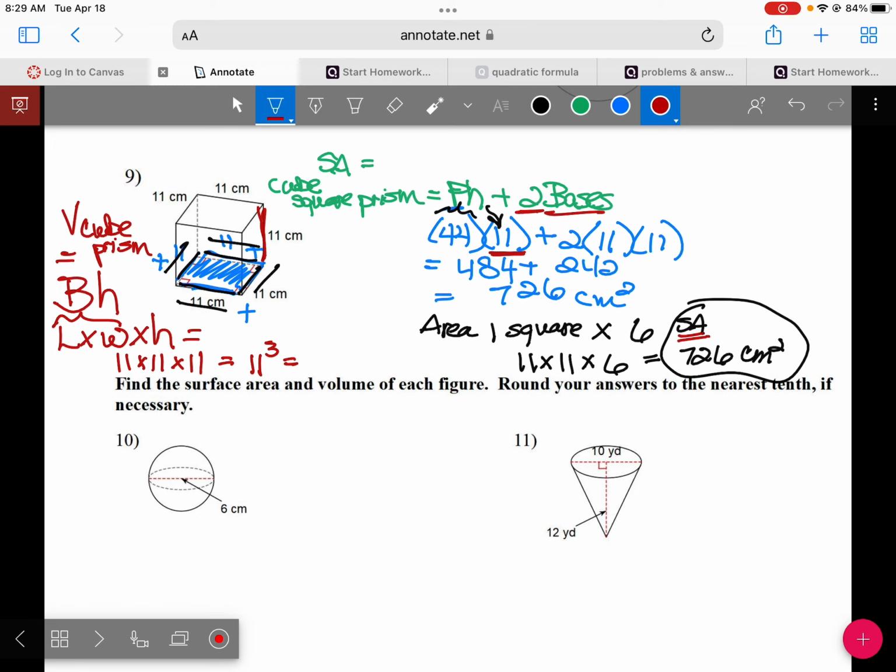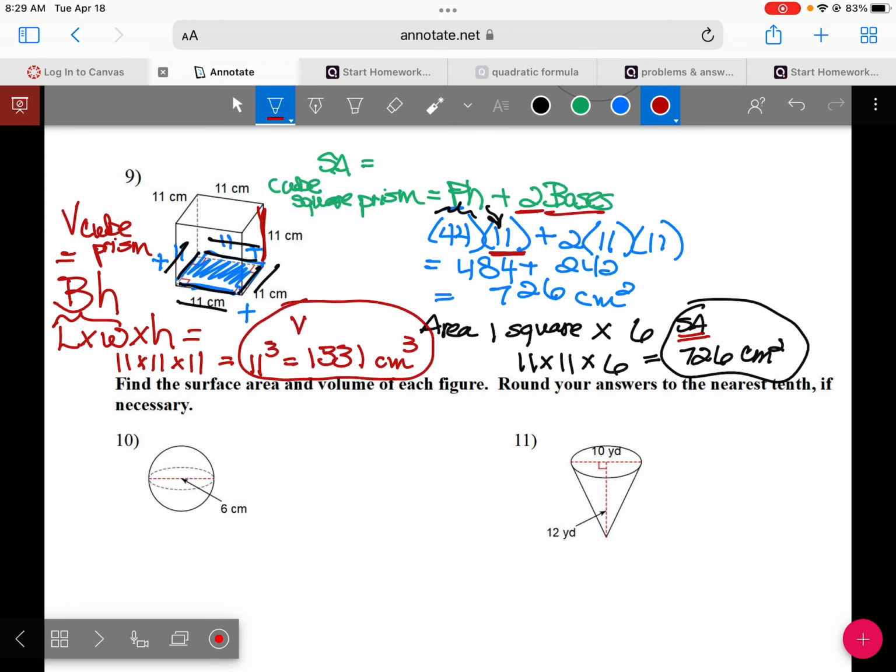Someone with a calculator, come on. 11 times 11 times 11, or 11 cubed. 1,000. You guys need to enunciate. I'm old. Can't hear. 1,331. Thank you. Centimeters cubed, because we're talking about volume.